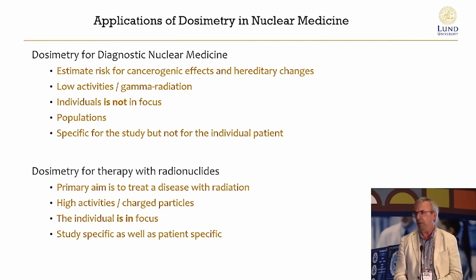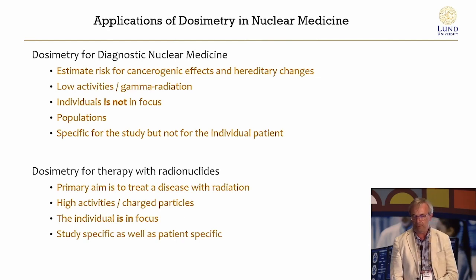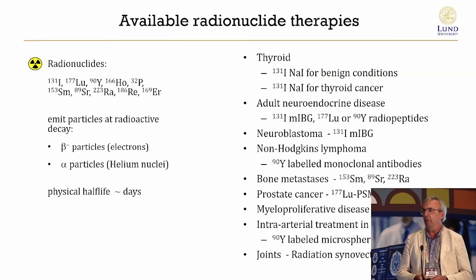And then we have dosimetry that we have been talking about today for therapy. And there we are actually aiming to treat. So there we use high activities, we use charged particles, and we have an individual focus. So it's one person that we are focused on doing dosimetry. So this is system specific and it's patient specific. And of course, most of you know there are a lot of different types of studies, and there are a lot of different radionuclides, and we have been talking about several of them. I will not mention them in detail, but here's a list. And it's beta and the different types of radiation.